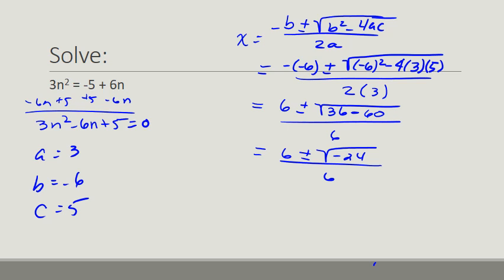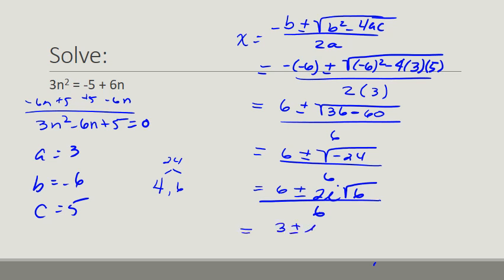24 is 4 times 6, so that becomes 6 plus or minus 2i root 6 divided by 6. The 6, the 2 on the outside can all be reduced by 2, so it's 3 plus or minus i root 6 all over 3 when we divide everything by 2.